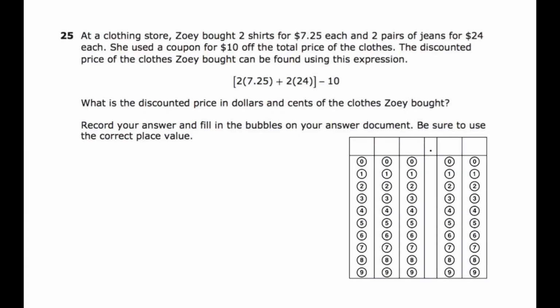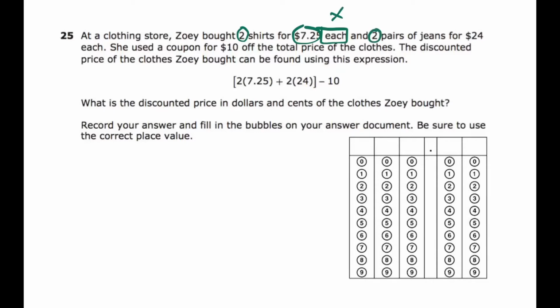Right, so SIM review questions 25 through 37. At a clothing store, Zoe bought 2 shirts for $7.25 each. And so "each" is a nice keyword. Each usually means to multiply or divide. If I know the total, I can divide. If I'm looking for a total, I can multiply. In this case, I don't know the total, so I would be multiplying those numbers together.